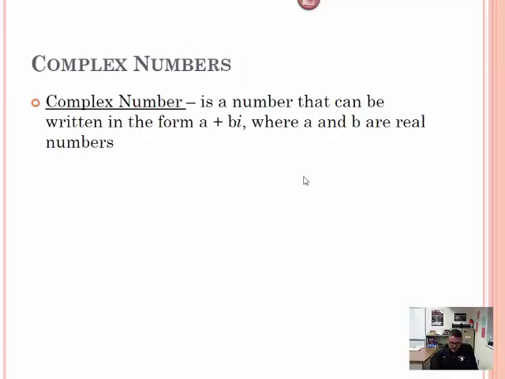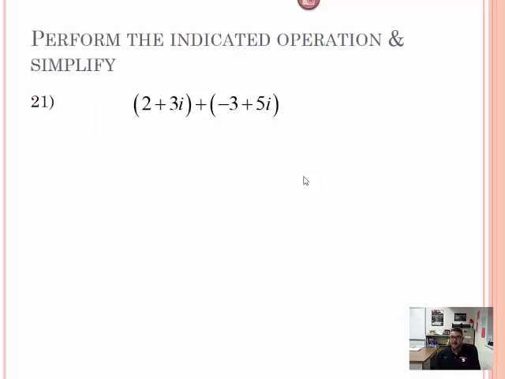So a complex number is a number that can be written in the form a plus bi, where a and b are real numbers, but the bi becomes an imaginary number. So when I have 2 plus 3i plus negative 3 plus 5i, it's that easy. All you do is you combine your like terms. So 2 plus negative 3 would be negative 1, and then 3i plus 5i would be 8i.